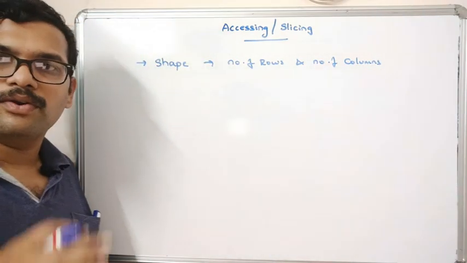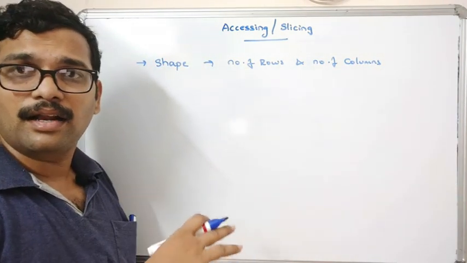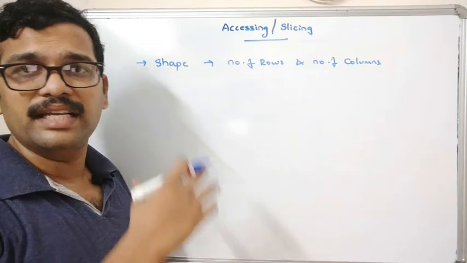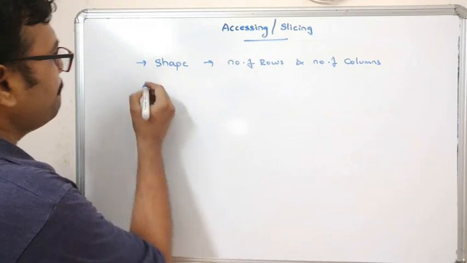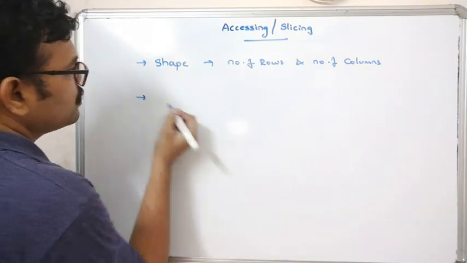Shape will give the number of rows and the number of columns, right? So I'm just giving the overview of all these things. Later, after this, I will demonstrate each and everything using one Excel sheet, right? So shape, and also slicing.